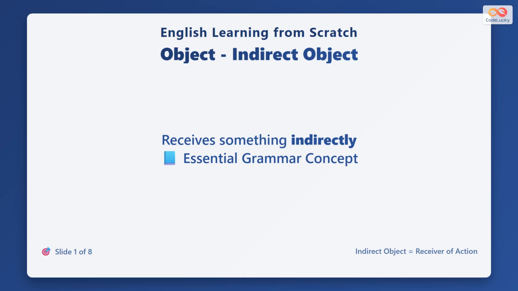An indirect object is the person or thing that receives something indirectly in a sentence. It usually comes between the verb and the direct object. For example, in the sentence, "The teacher gave the students cake," the students are the indirect object who receive the cake.